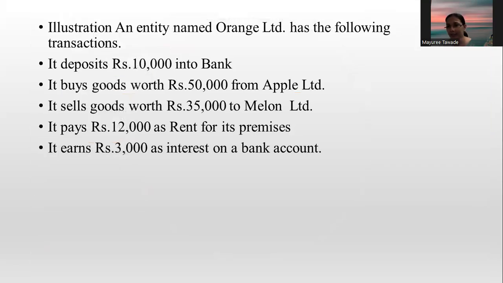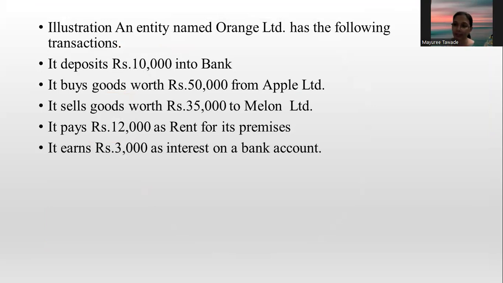So let us see the illustration one by one. It's a company, Orange Limited. It has the following transactions. Basically it deposited 10,000 into the bank. So the cash has been deposited, according to the golden rules, what is coming in and what is going out. So the cash has been deposited into the bank.